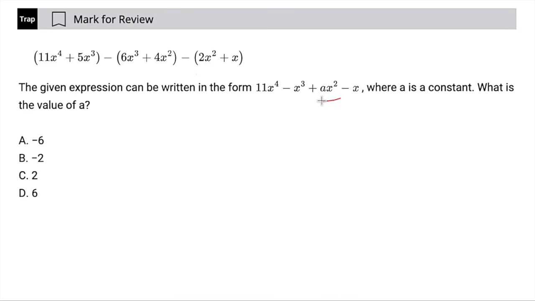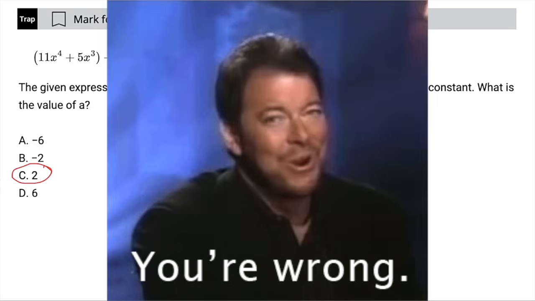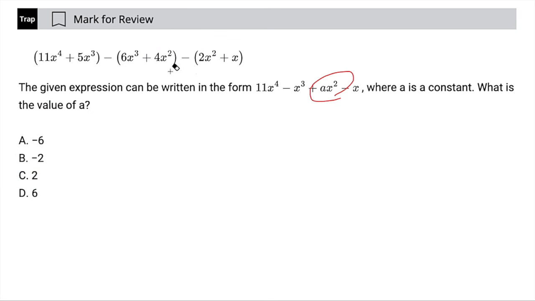So if we correctly identify that A is connected to x squared, so we just focus on our x squareds, we might see our positive 4x squared minus our 2x squared. 4 minus 2 is 2, and then we get the wrong answer, which is not choice C there. We instead need to pay attention and see there's a negative sign here that is attached to the 4. So it's -4 minus 2, which is actually -6. Be careful of negative signs.